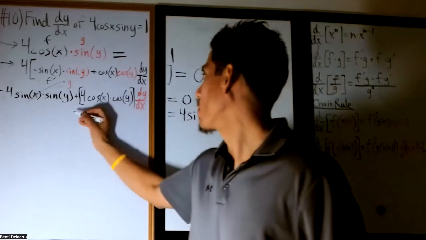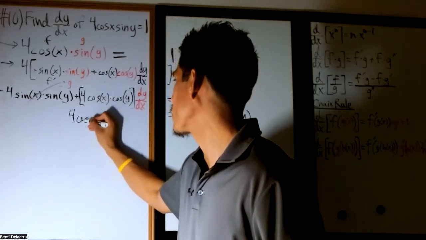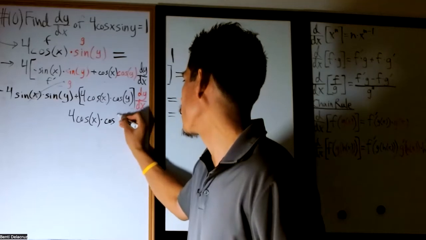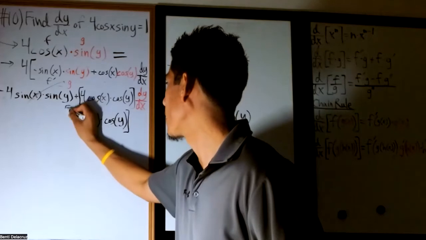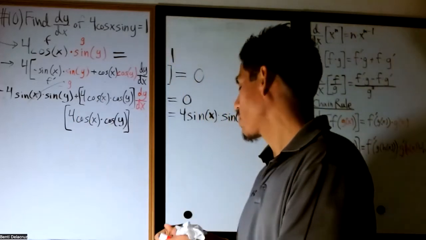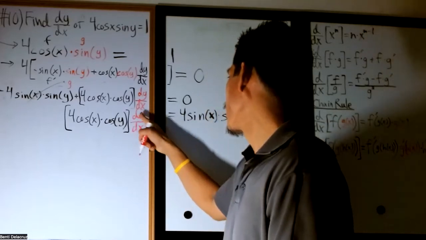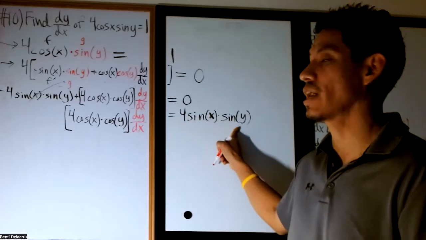We're going to have 4 cosine of x times the cosine of y, all of that multiplied by dy over dx. All of that will be equal to 4 sine of x times sine of y.